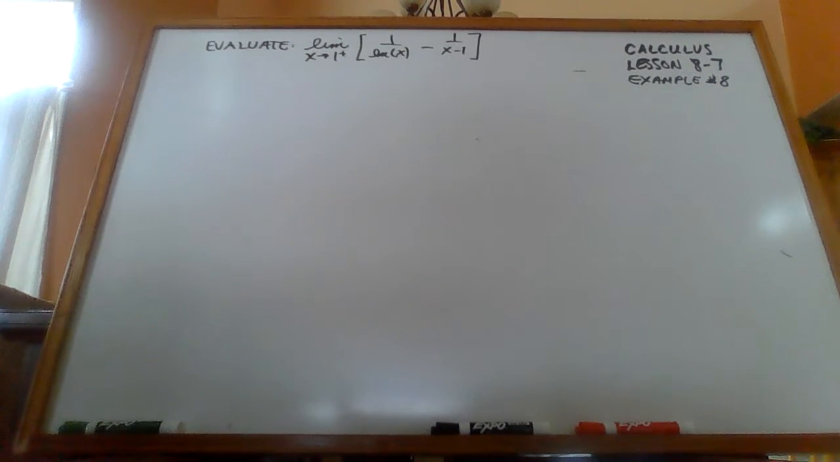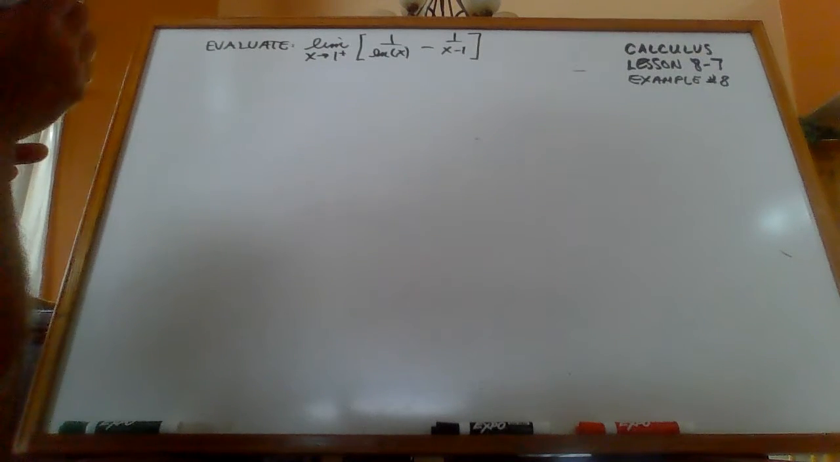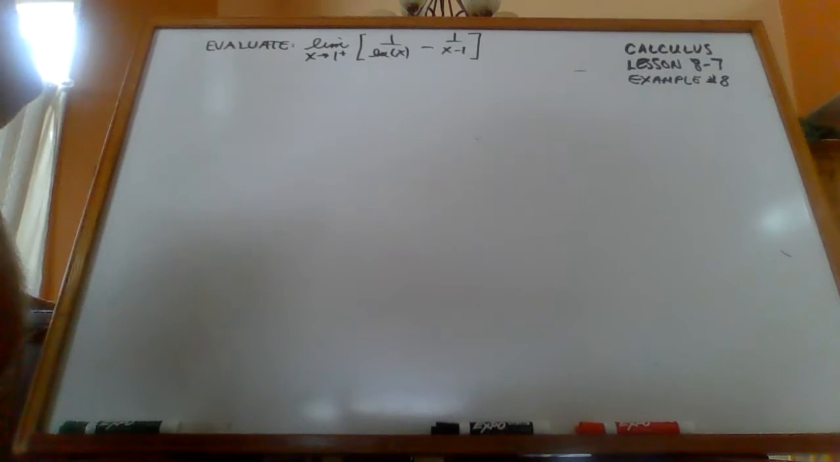Okay, our last problem of the year here. Evaluate the limit as x goes to 1 from the positive side of 1 over natural log of x minus 1 over x minus 1.